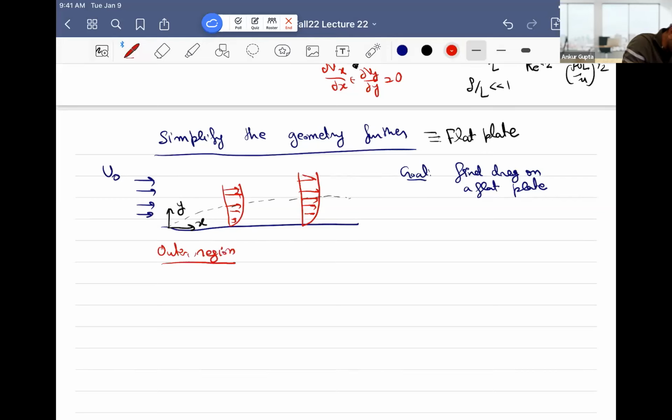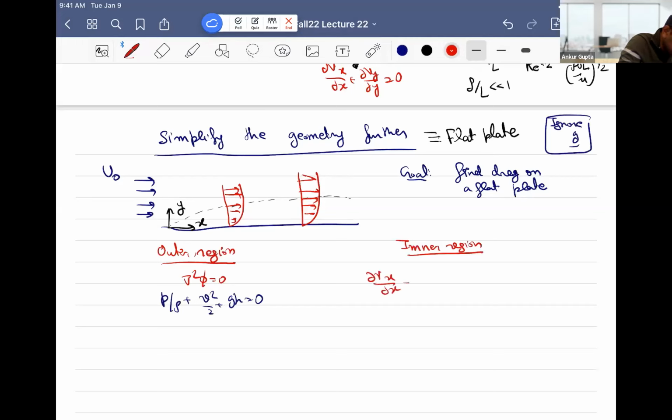where we have del square phi is equal to 0. And again, ignore gravity for simplicity. Del square phi is equal to 0, p by rho plus v square by 2 plus gh is equal to 0. And then we have the inner region, which has del vx by del x plus del vy by del y is equal to 0.